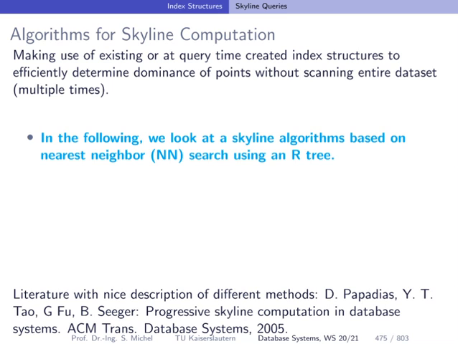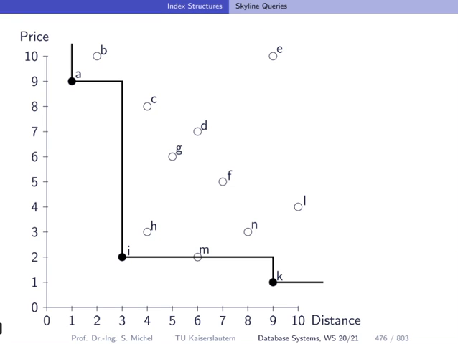So let's have a look at a concrete algorithm for skyline computation, also from the aforementioned paper. We want to make use of data structures that we know already in order to find out which are the points which are dominated by other points without scanning the entire data set. We will do so by looking at a skyline algorithm based on nearest neighbor search using R-trees, which we've seen already how that works. Here we assume price and distance, and you see we have the skyline points A, I, and K. How do we compute this using nearest neighbor search in an R-tree?